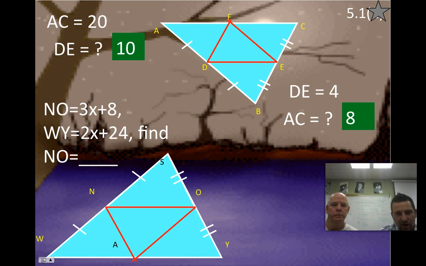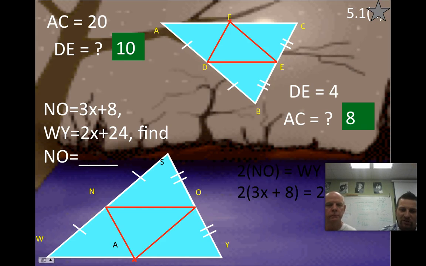NO is the midsegment of WY, and if you follow the midsegment theorem, we know that NO is half the length of WY. So we need to make an equation out of this. If NO is half of WY, then if we multiply NO by 2, it should equal WY, as you can see on the slide. Now just substitute in the algebraic expressions. Instead of 2 times NO, we go 2 times 3x plus 8 equals 2x plus 24, as you see on the PowerPoint.